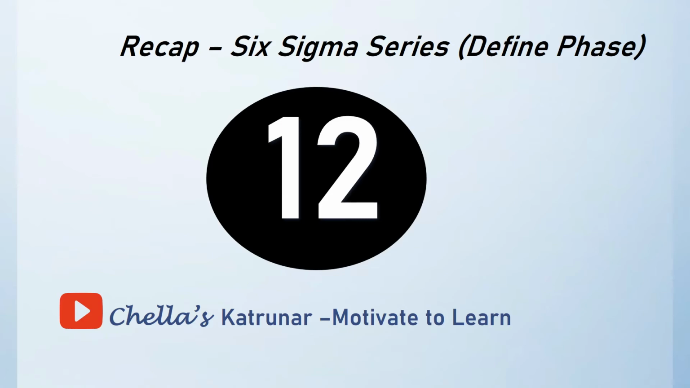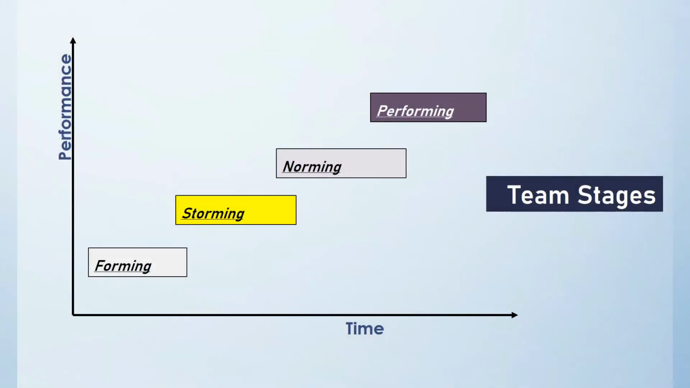12th point. We have learned the importance of the team in Six Sigma projects. There are 4 stages of team development: forming, storming, norming, and performing. A leader should understand these 4 stages, and he should handle all these stages to get great output from team members.